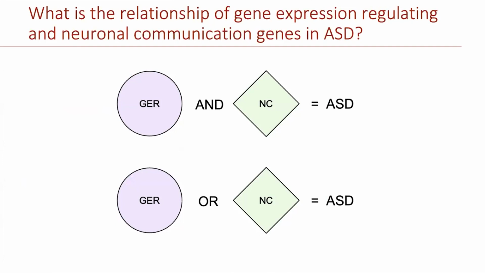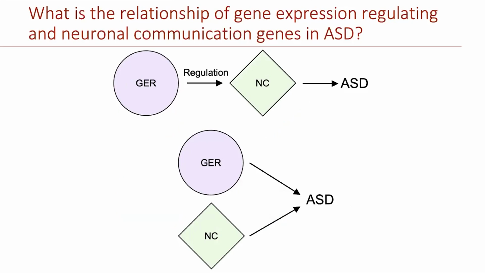So that then brings us to the next question. Well, what exactly is the relationship between these two groups of genes? Do you need gene expression regulation and neuronal communication to lead to autism, or will one or the other do? And then in a similar way, do the gene expression regulators regulate the neuronal communication genes leading to autism, or do both of them independently contribute risk to autism without interacting together?